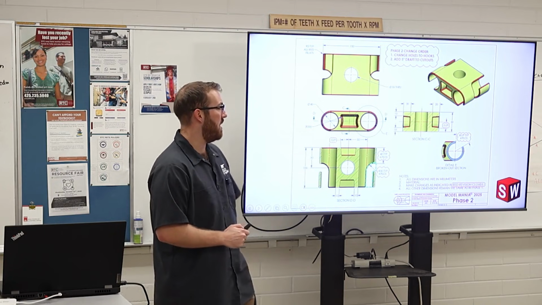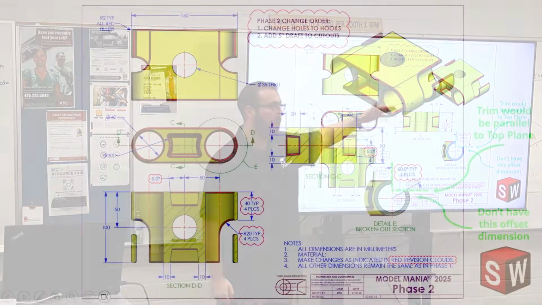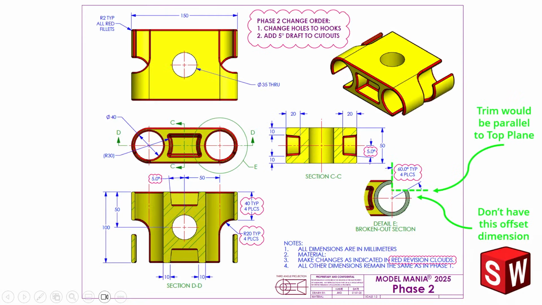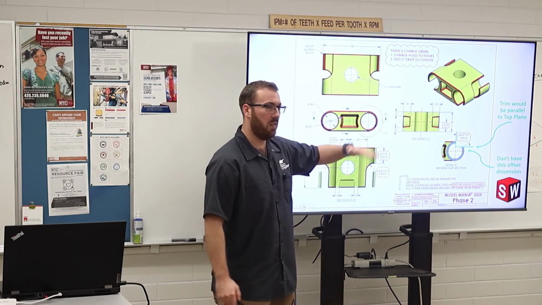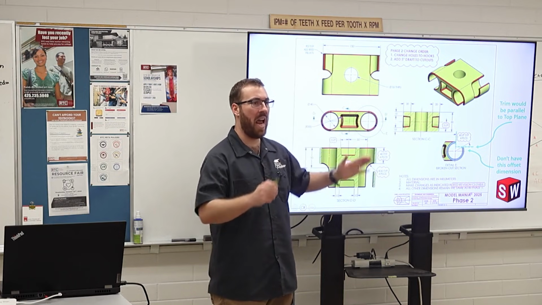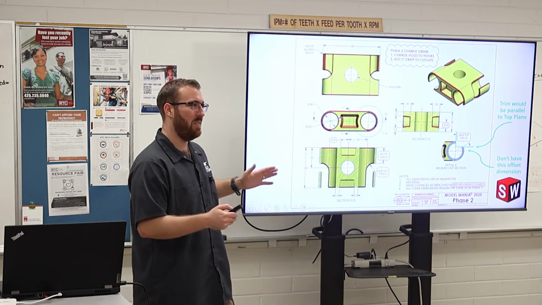There's a bunch of reasons that it doesn't work, but one of the big ones is that the trim that it would create would be parallel to the top plane, which if you look at this section view, that is not the case. That would be incorrect right off the bat. But additionally, we don't have this offset dimension. We have the top plane we could sketch on, but in order for this profile to work, we would need to create an offset plane, and it just gets out of hand very quickly.